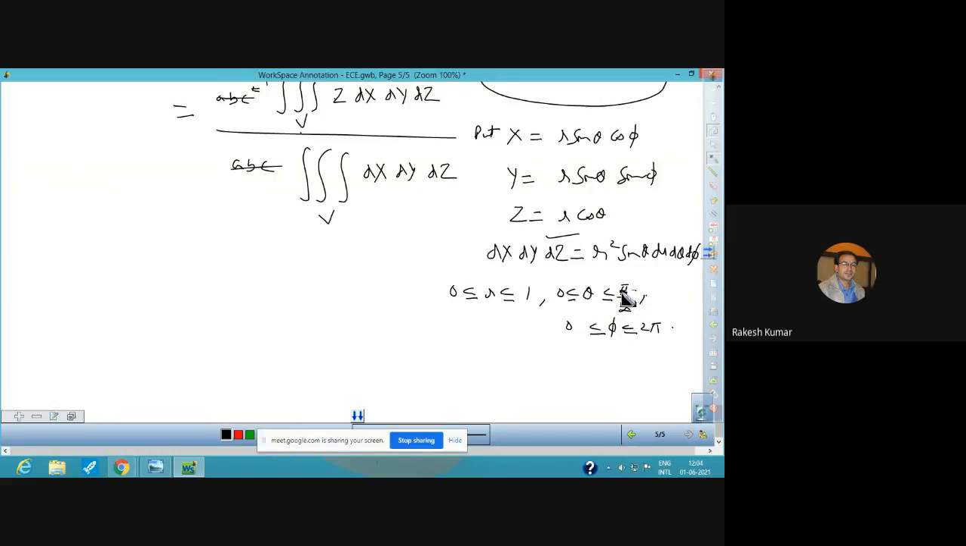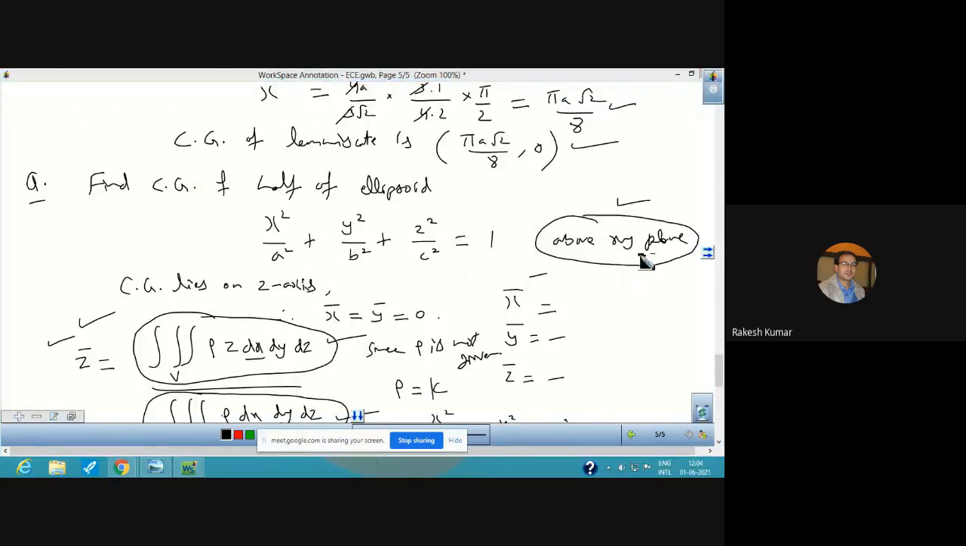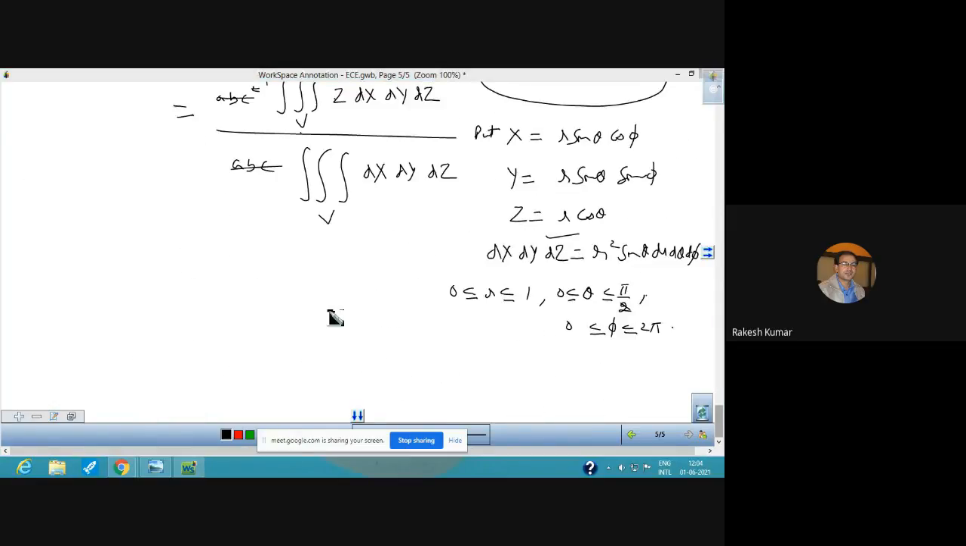Why are we taking pi by 2? Because just see the change. Because we are taking the ellipsoid above the xy plane. That is why. If this statement had not been given, then we would have the complete three-dimensional surface. So in that case, your limits of theta should be 0 to pi. Remember, this is just due to the statement of above xy plane. And now you can find out the coordinate of z bar, that is c.